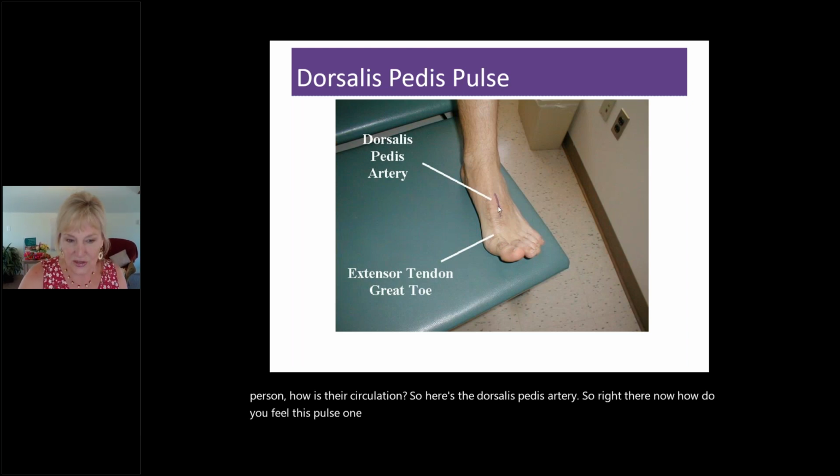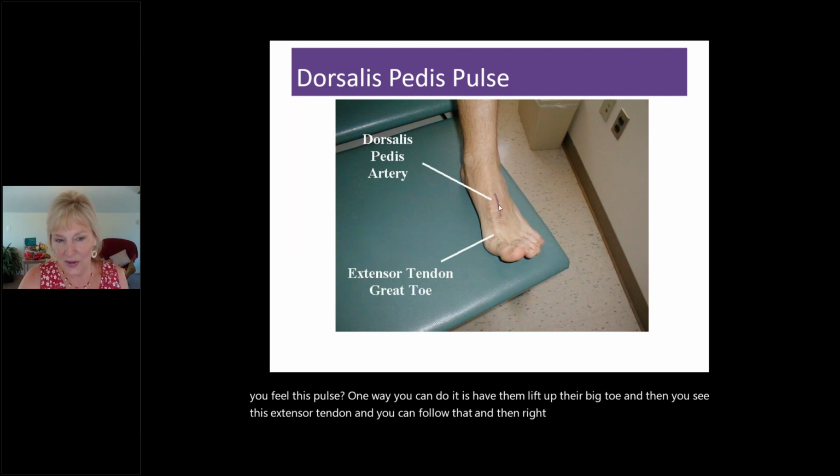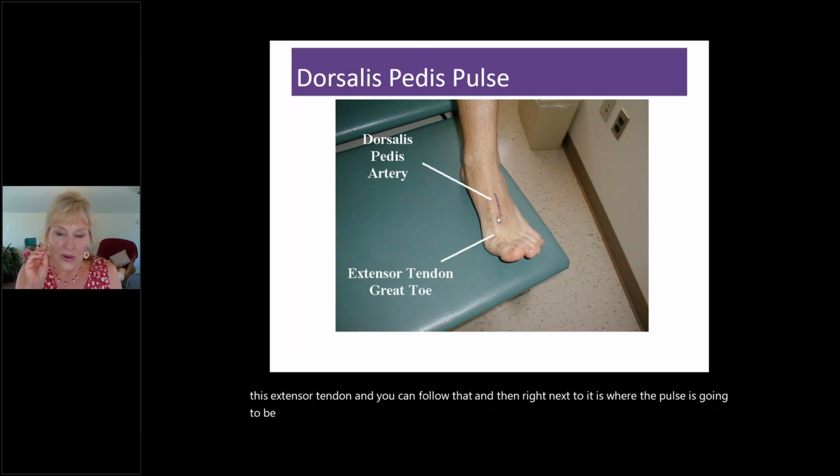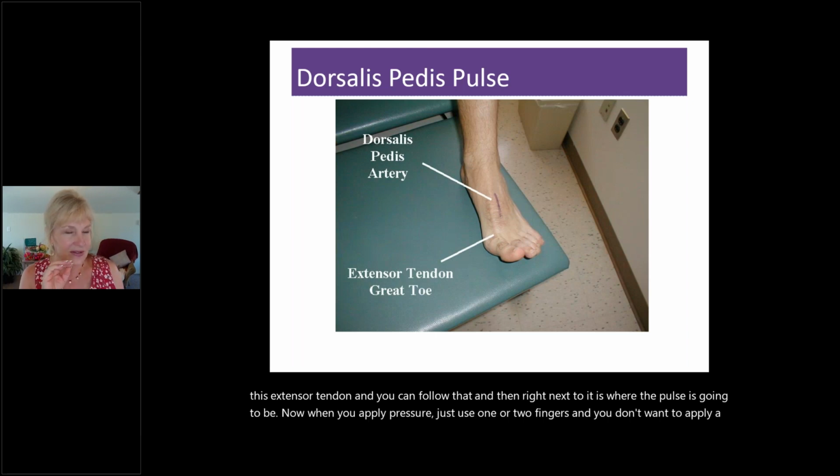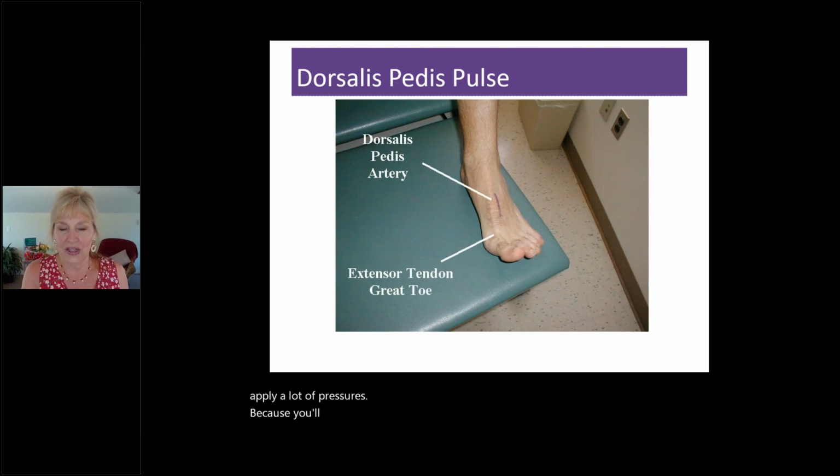One way you can do it is have them lift up their big toe, and then you see this extensor tendon, and you can follow that, and right next to it is where the pulse is going to be. Now, when you apply pressure, just use 1 or 2 fingers, and you don't want to apply a lot of pressure because you'll obliterate the pulse. You just want to put your fingers on there gently to see if you can feel that pulse.